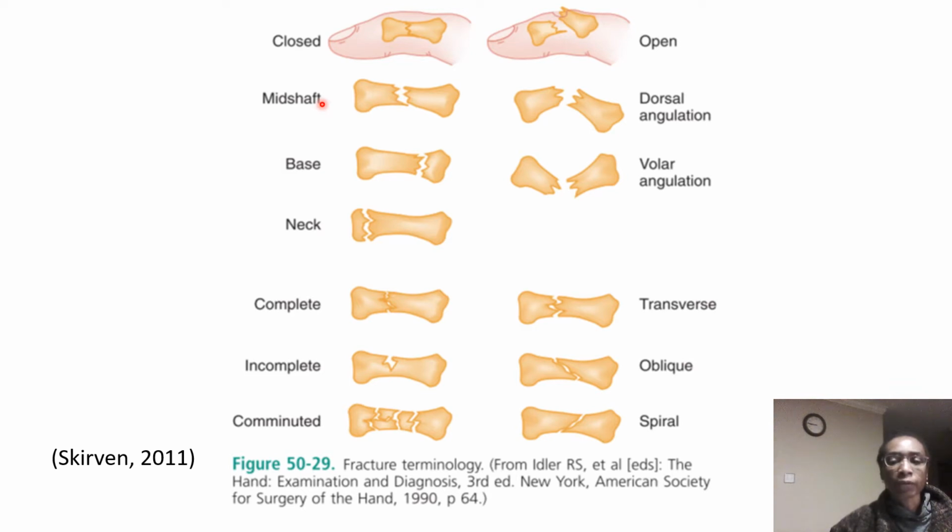They can also be classified as displaced or non-displaced. The top finger is a non-displaced fracture, and then the second one is a displaced fracture. If more than two segments are produced, that means it's a comminuted fracture. Like on the left-hand corner, that's a comminuted fracture. So if the fracture involves many bone segments, it's called a comminuted fracture.